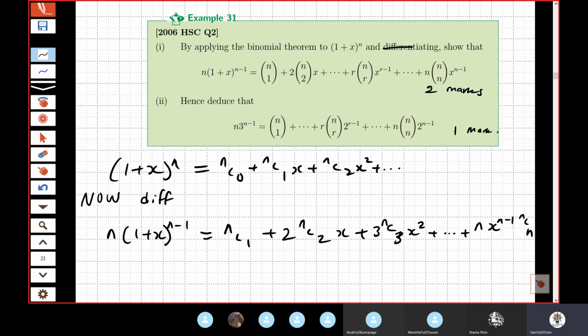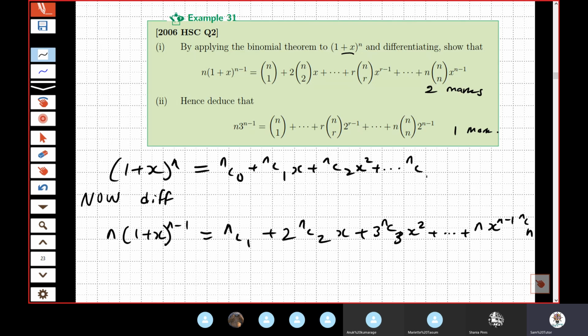If they didn't say differentiating, then it would be worth 3 marks. But the fact that they gave you what to do by applying the binomial expansion, they gave you everything, they can only put it as 2 marks. But if they just said show, that would be worth 3 marks. This would still be worth 1 mark.